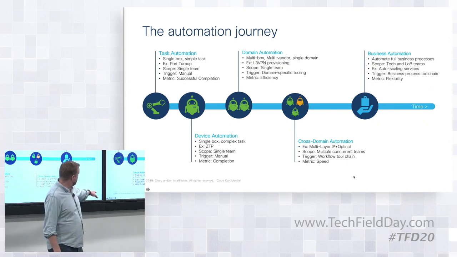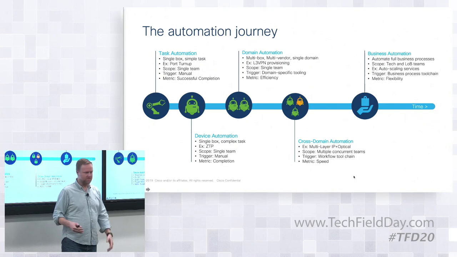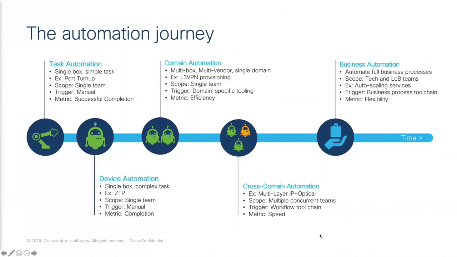So they start with something easy like task automation, single box, simple task, mostly cleanups, just to regain control over the network that they've completely lost control over the last couple of years. And then they move on, through device automation, into automating a complete domain. And then they move on to cross-domain automation invariably. And at the end of this journey is actually attaching the network to the business processes, thereby removing the final vestiges of having humans in the loop.